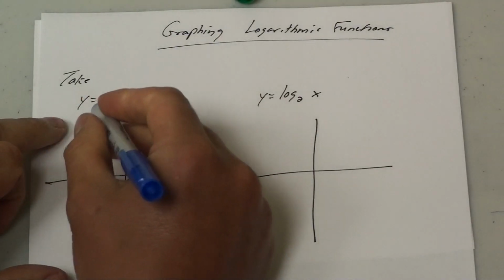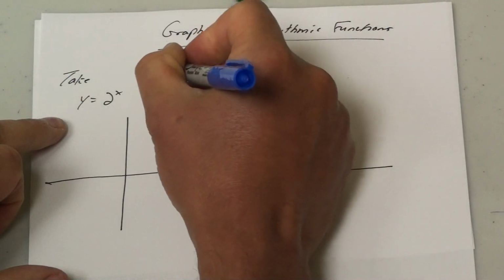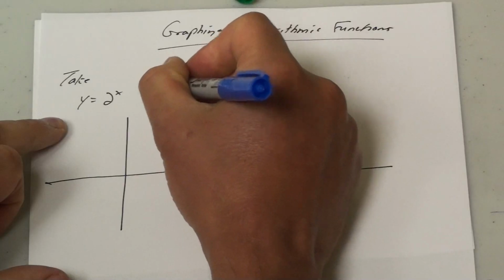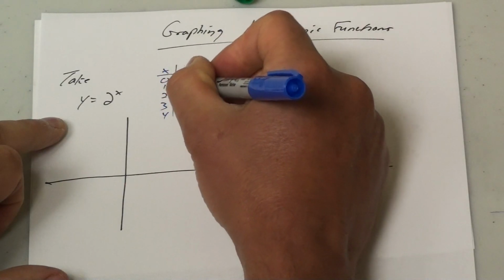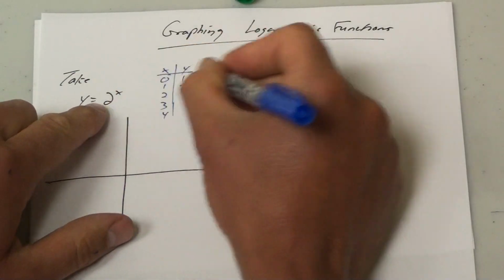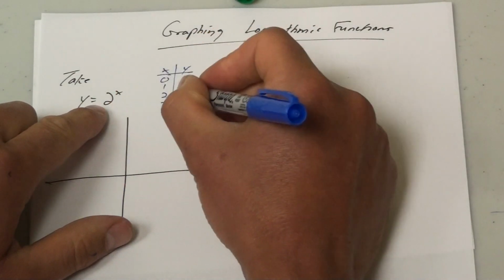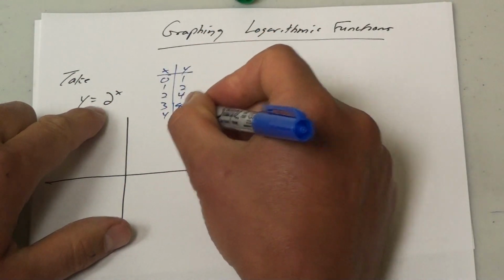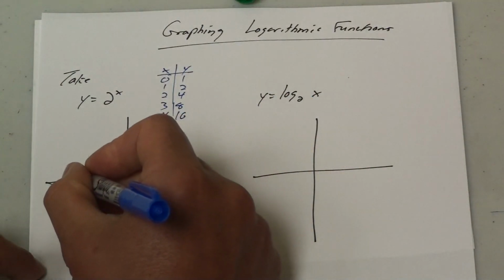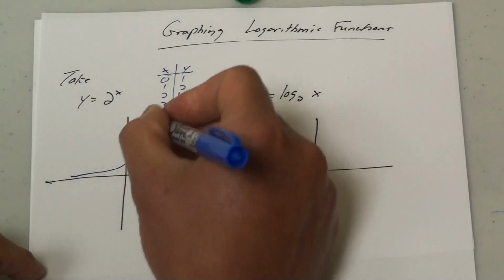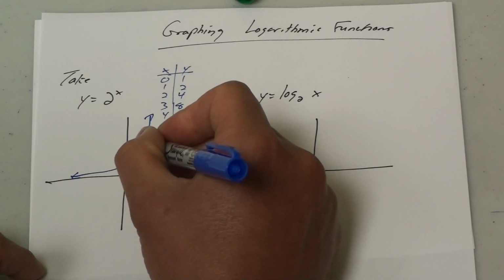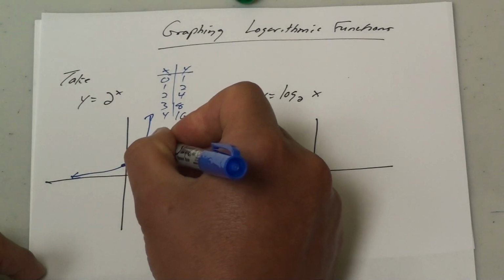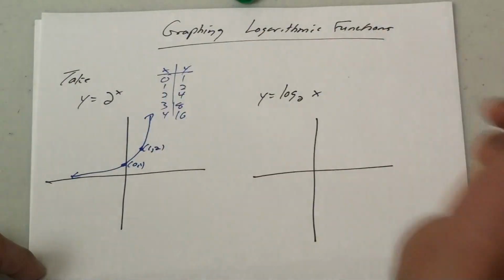So if I take y equals 2 to the x, okay, simple table of values, 0, 1, 2, 3, 4, I would get 1, 2, putting the exponent of x in, 2 squared is 4, 8, 16. So that gives me an idea of the type of curve I'm going to get for my exponential functions. I have the point 0, 1, I have the point 1, 2, 2, 4, 3, 8, and so far.